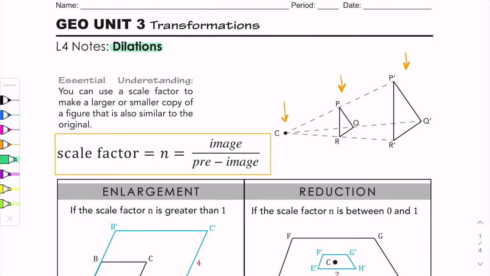And the scale factor is represented with a variable n. The numerator of your scale factor is going to be the image length, and the denominator of your scale factor will be the pre-image length. And you'll see what I mean by that when we start to go through the examples.